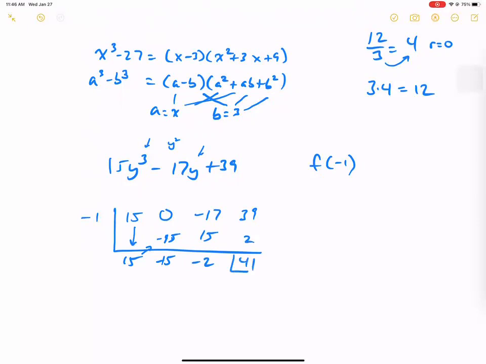Now just to verify this, if I did plug it in, it'll be 15 times -1 cubed, which is -15. Minus 17 times -1 turns out to be a positive 17. And we have a plus 39. 17 minus 15 is 2, plus 39 is 41. Okay, so same answer. All right, and that's it. Okay. Yay, we're done.